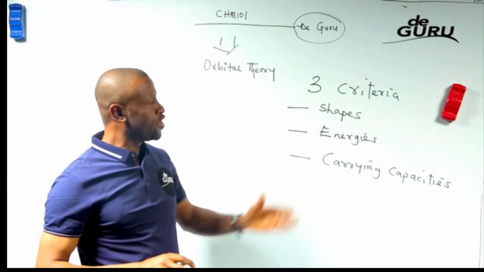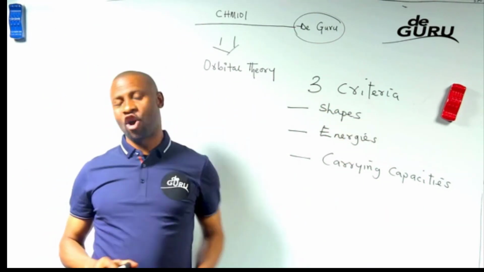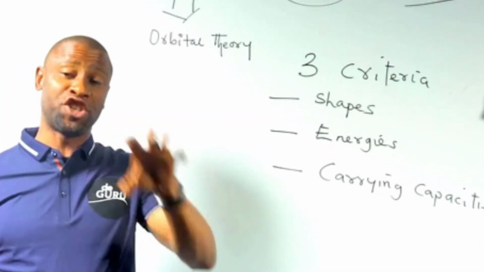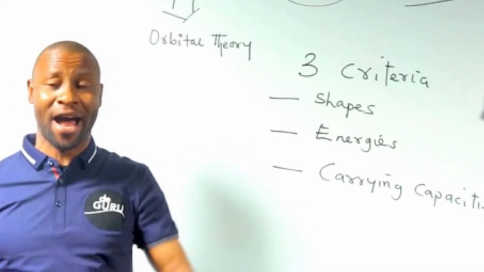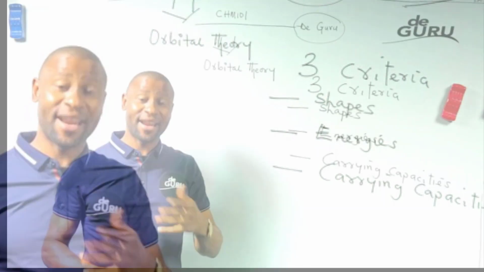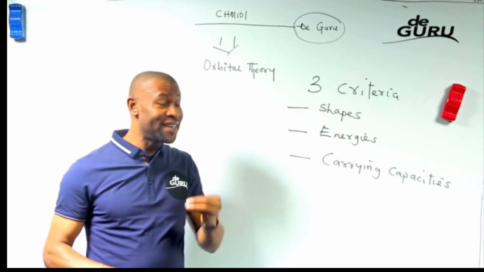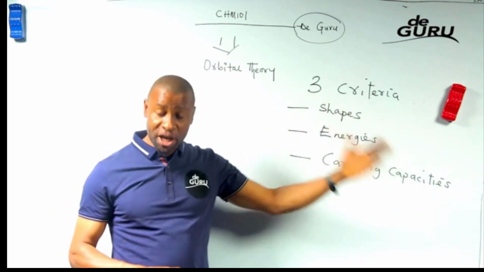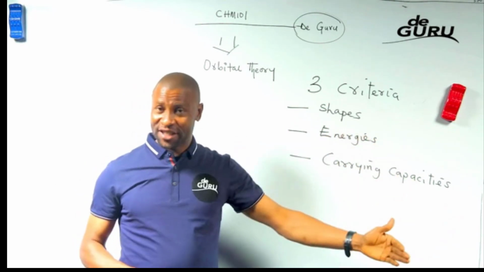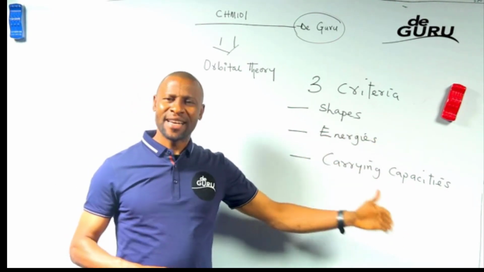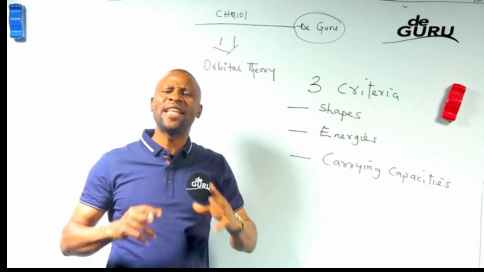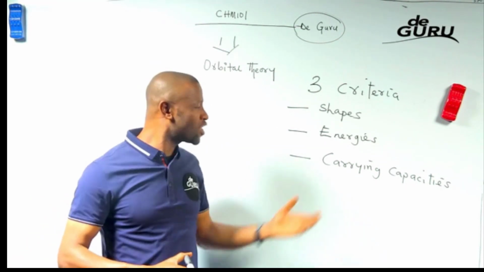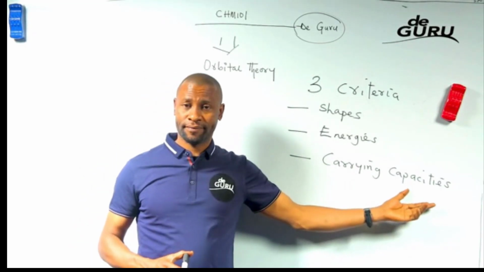So what's the news? We can use three criteria to classify orbitals. These are points containing electrons, points on shells where electrons are most likely found. We can classify them using three yardsticks: their shapes, their energies, and their carrying capacities. That means the maximum number of electrons they can carry, the maximum number of electrons they can contain. That's what I mean by carrying capacity.